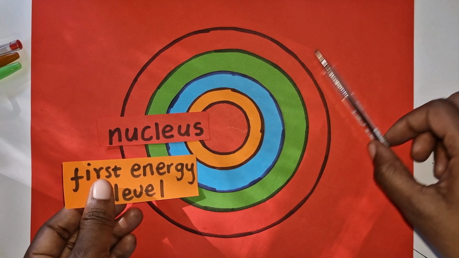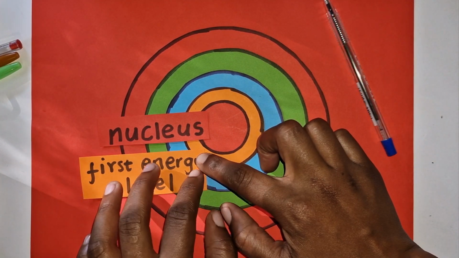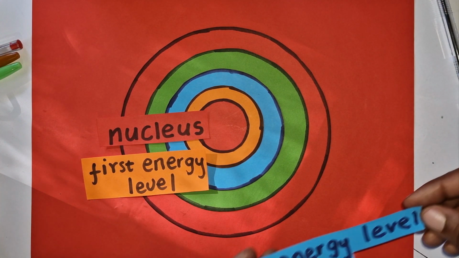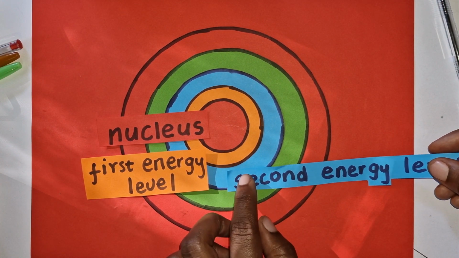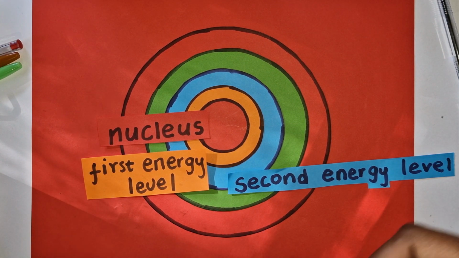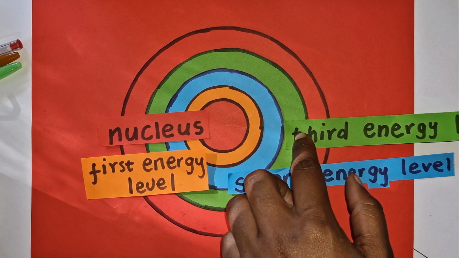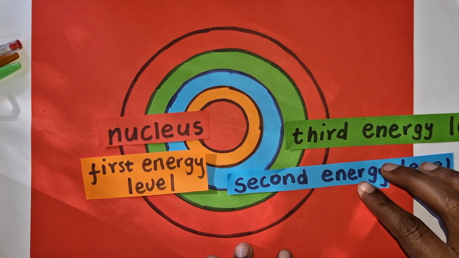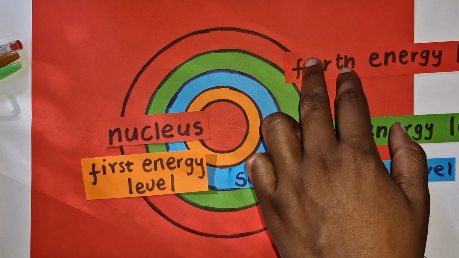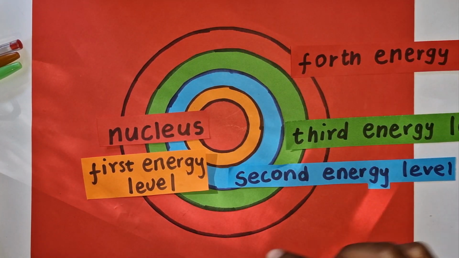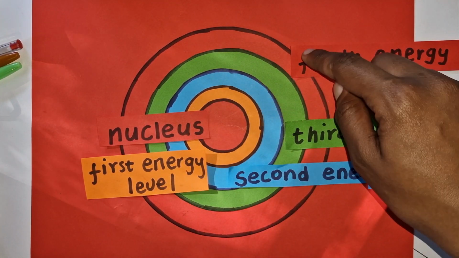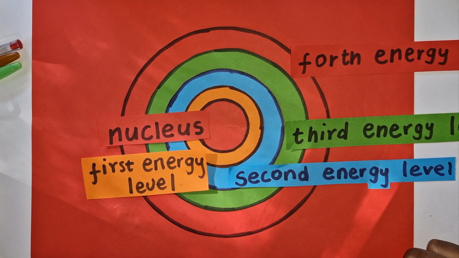So let me put it here. We'll have the first energy level. And then the blue would be the second energy level. I think you're starting to see the picture. The green would then be the third energy level. And the red there at the outermost energy level for this specific configuration would be the fourth energy level.